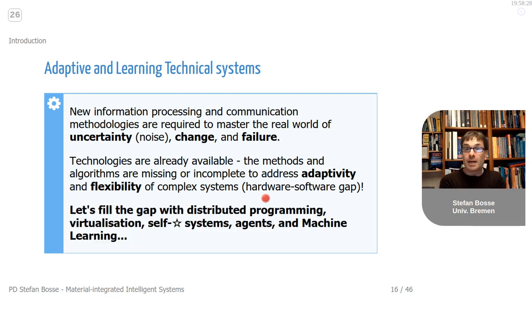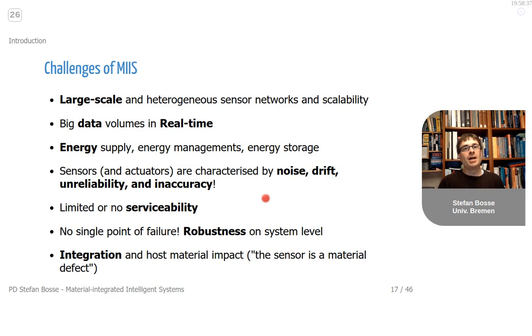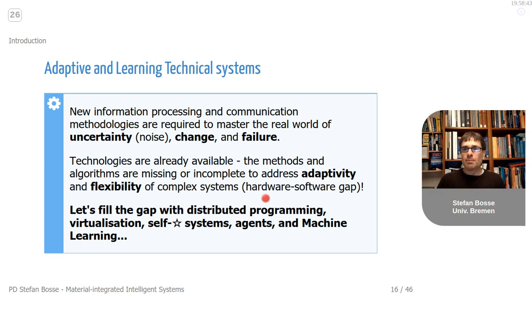So let's fill the gap with distributed programming, virtualization, self-star systems, agents, and machine learning, to mention some of them I address here in my talk. So we have a hardware-software gap, and after the introduction section, I have only two further sections: the hardware technology section and the software, or more or less the algorithms section.